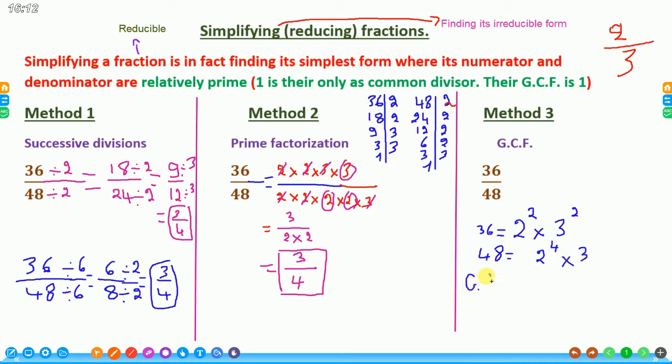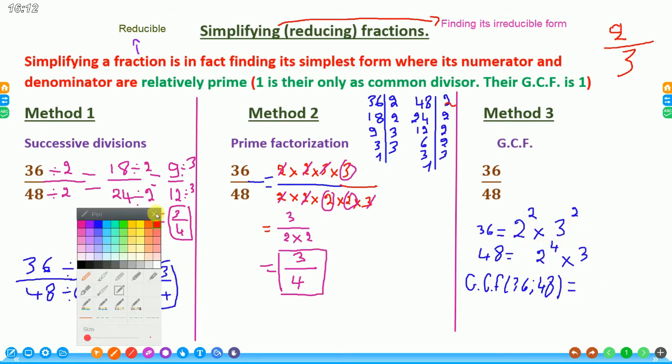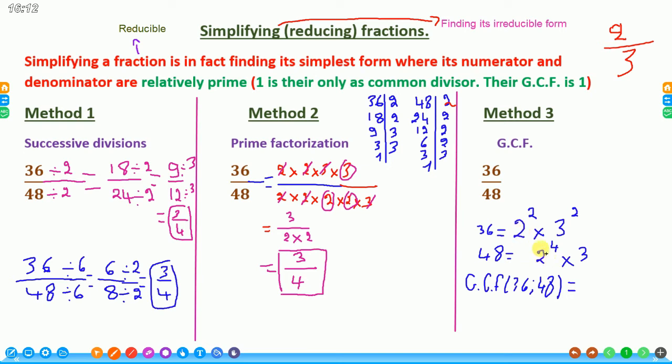And to find the GCF of 36 and 48, we look at the repeated factors with the smallest exponent. 2 is a repeated factor, and the smallest exponent is 2. So it's 2 exponent 2 times, and here we have 3 is a repeated factor, and its smallest exponent is 1, in fact. 2 squared times 3 equals 4 times 3 equals 12. So 12 is the GCF of 36 and 48.